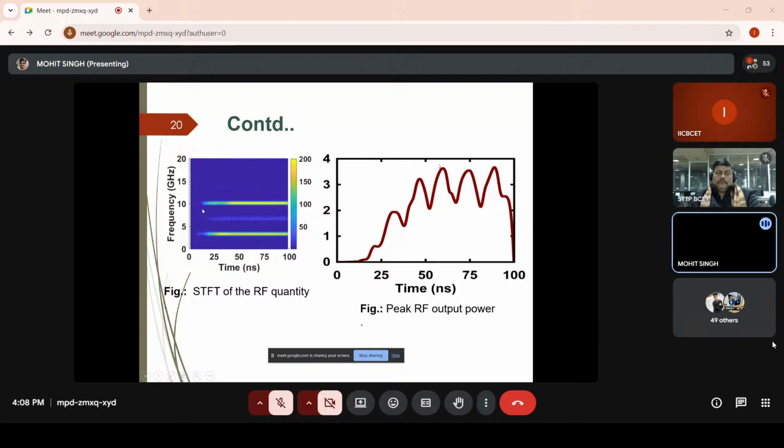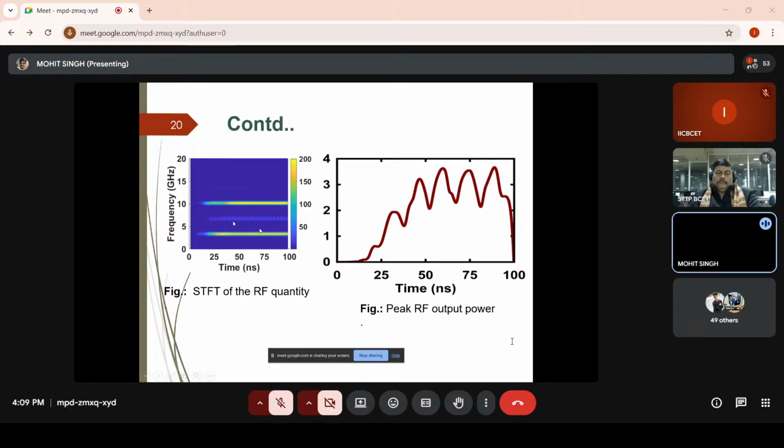You can see here, this one is a short-time Fourier transform, and you can see two frequencies: one at 3.4 gigahertz and another at 10 gigahertz. Short-time Fourier transform means the temporal advancement of the frequency with respect to time. It was generated at nearly 10 nanoseconds, and for the entire 100 nanoseconds the device was able to generate those two frequencies. That is the dual band MILO.